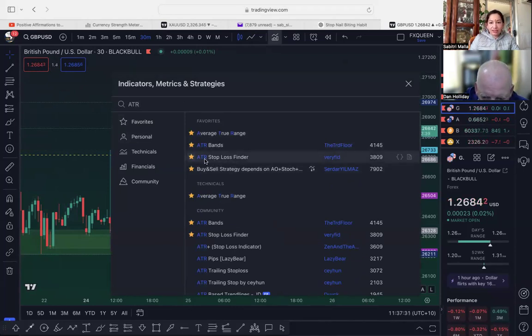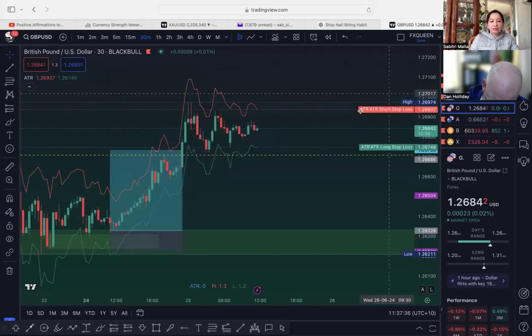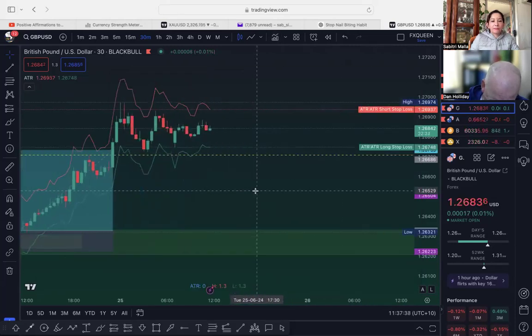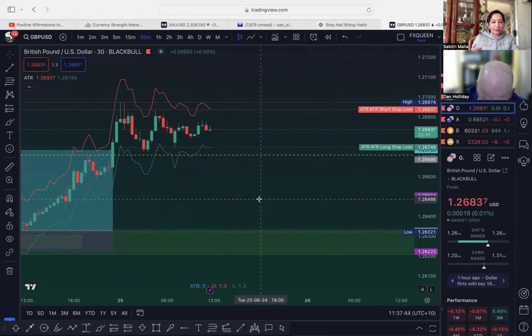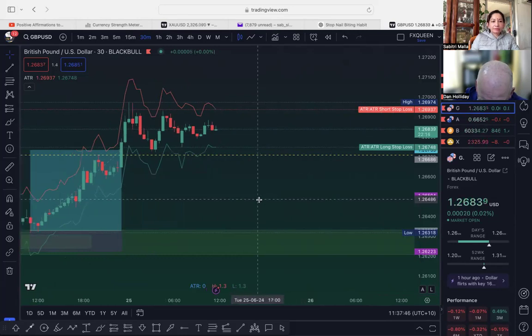So you can see you can even type that one in. Here we go. Suppose I'm in GBP USD. No, that's a very good question. At least I'm taking a note. Stop loss. Yes, it's ATR short stop loss. Whatever the finder, you can say SL finder. Yeah, stop loss finder.